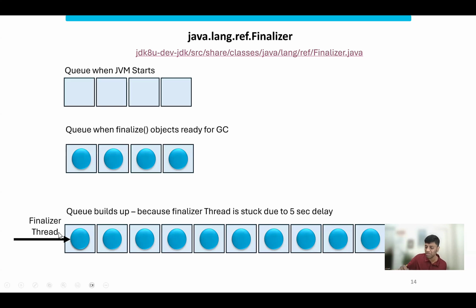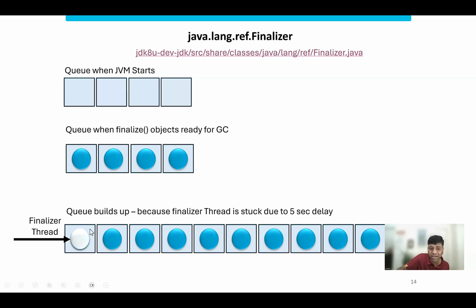But now, friends, look at this. What's going to happen if my finalize method takes a very long time to complete? In this case, it takes 5 seconds to complete. That means this finalizer thread is going to be stuck for 5 seconds. When it's stuck for 5 seconds, at the same time, this queue will start to build up, because any object in my JVM which has a finalize method is going to keep on being added to this queue. So the queue is going to start to build up.